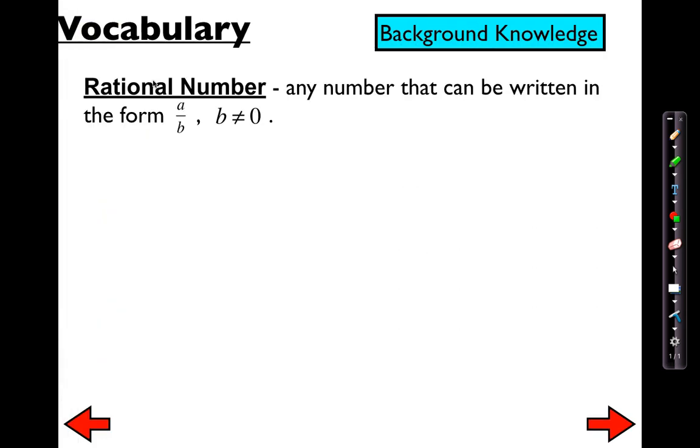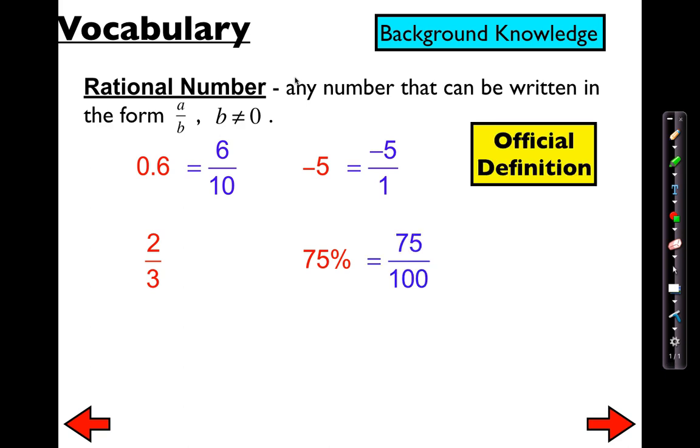So first, let's recall what a rational number is. It's basically any number that can be written as a fraction, which we're going to refer to as the form a over b. Also noting that b, which is the denominator, cannot equal 0. So these are some examples of some rational numbers: 6/10, -5, 2/3, 75%. All of these are rational. Why? Because I can write them as fractions.